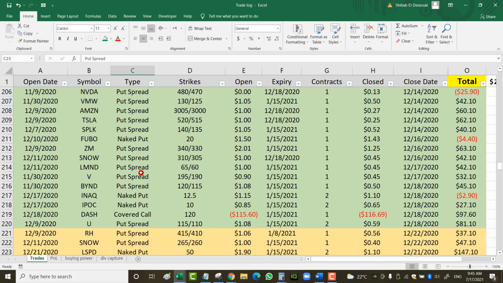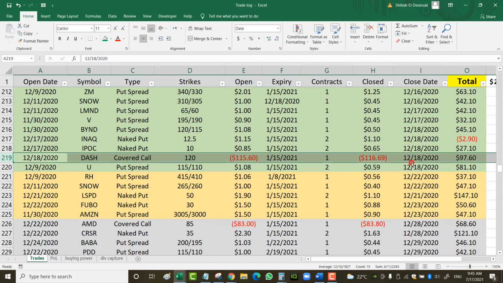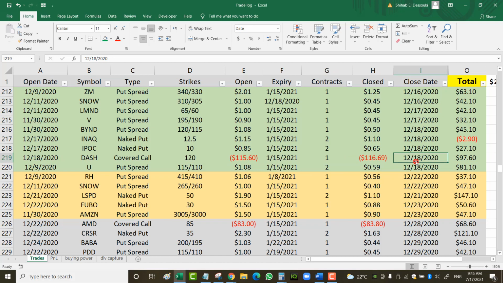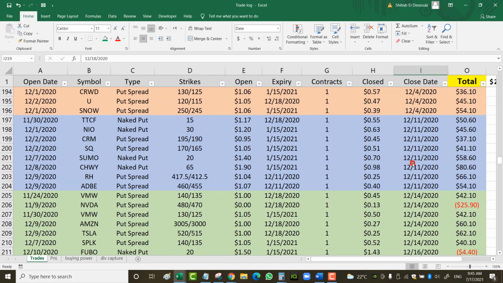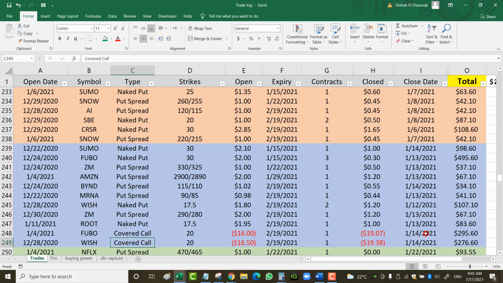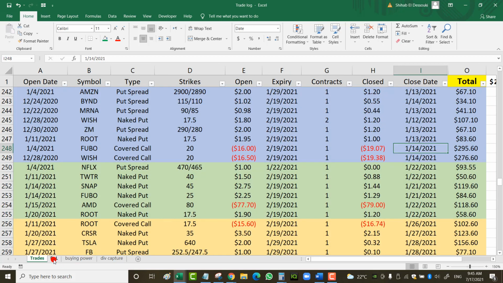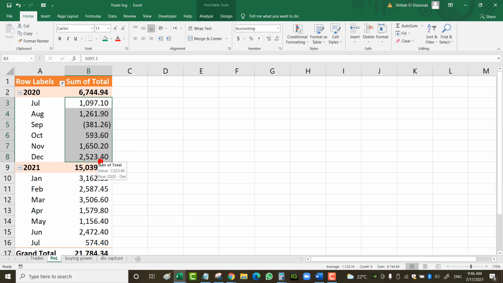So this is all margin, then covered call. So there you go. I only started logging my covered call trades in December, which means that I started logging my trades in my registered accounts in December. So you see covered call again in January. Now, if I had logged my covered call trades from July to December 2020, the P&L would have been higher.